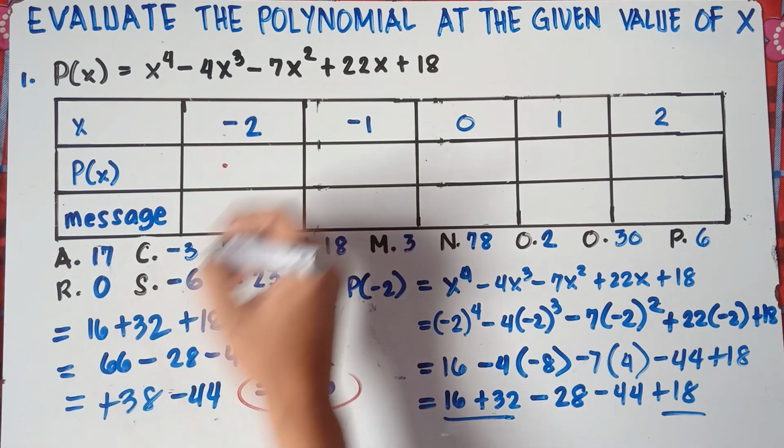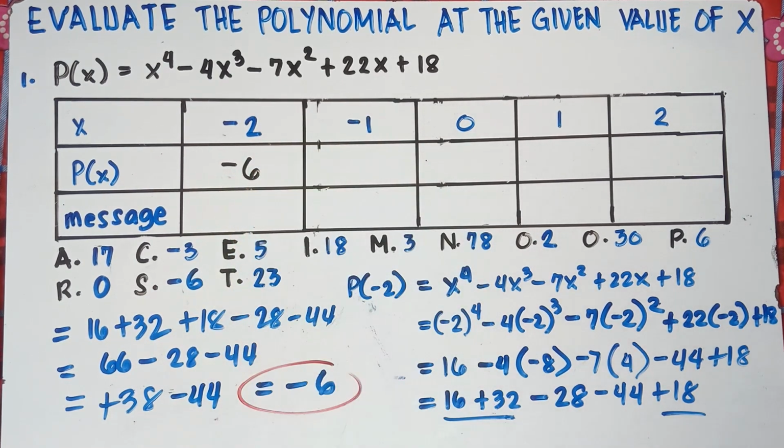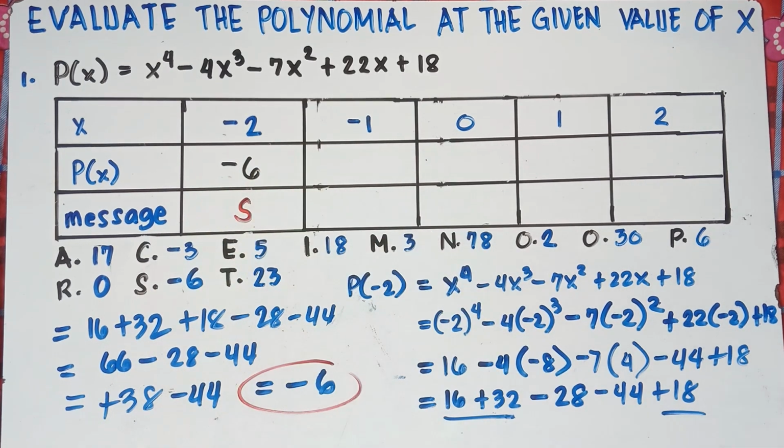Alright, so the answer here, let me write it in black. Negative 6. And the letter is S. So we have negative 6 for S. Alright, that's the answer for negative 2, class. Quite tricky, right? But you need to do this one step by step.